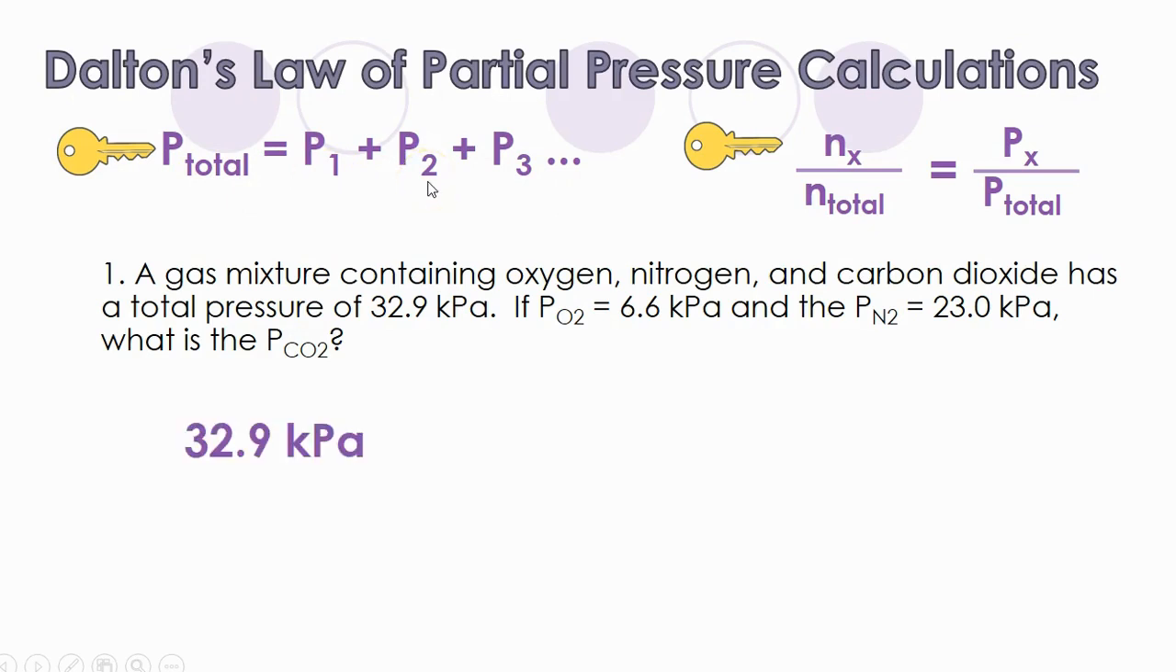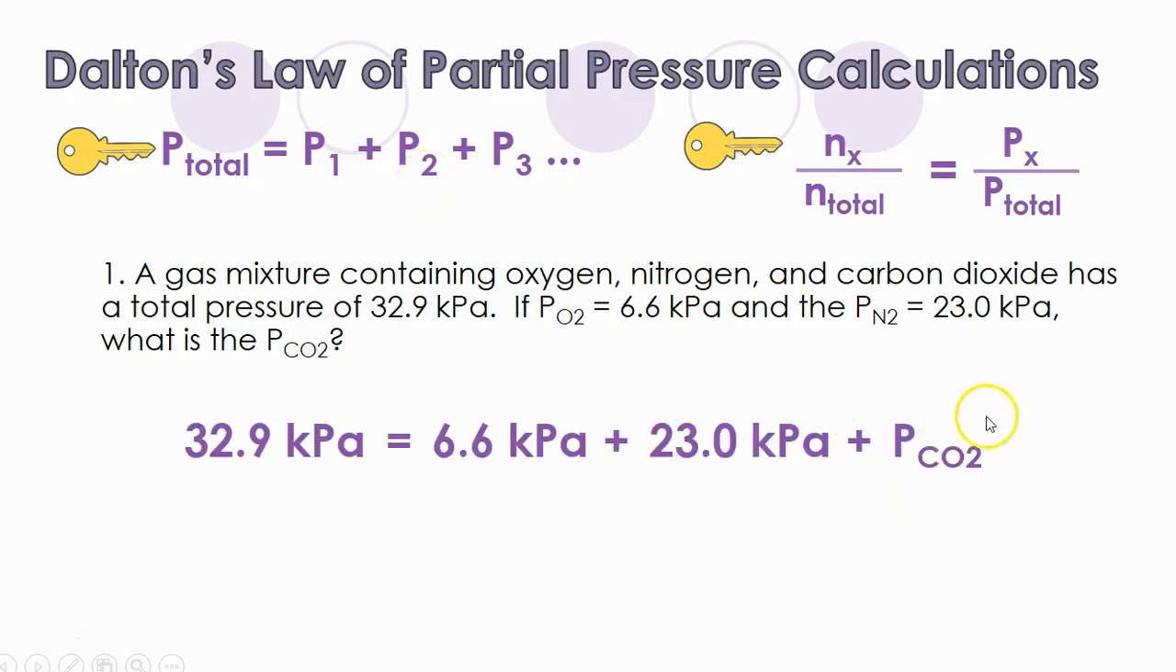We want to figure out what is the partial pressure of CO2. By doing a little bit of algebra, adding these together and subtracting them from the total, you can see that our partial pressure of CO2 is going to be 3.3 kilopascals.